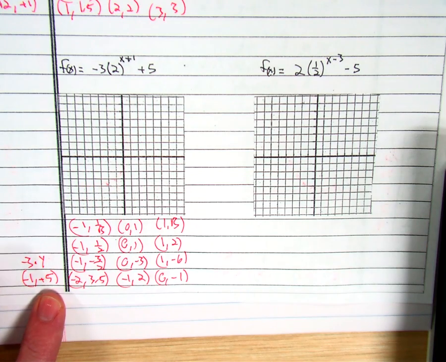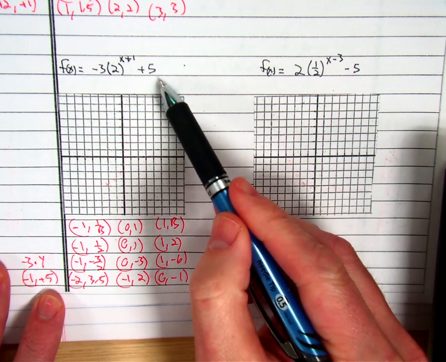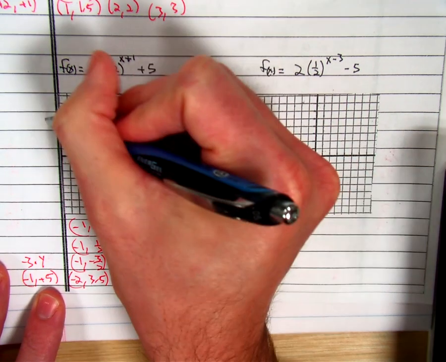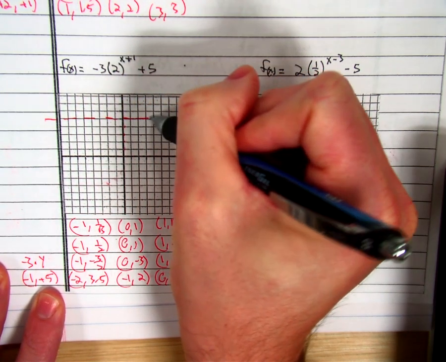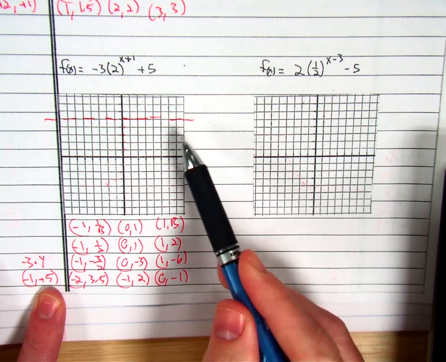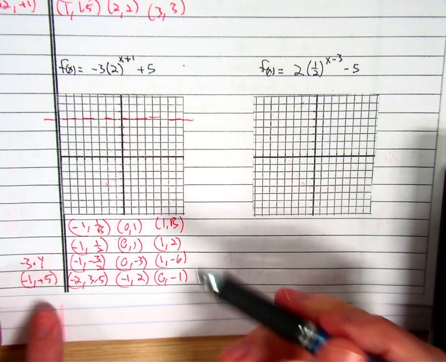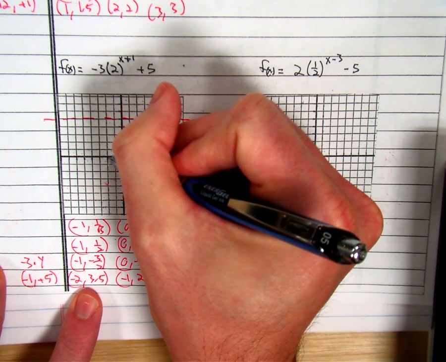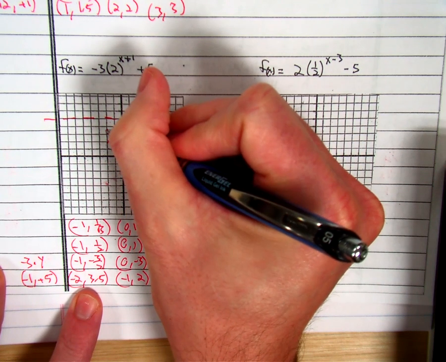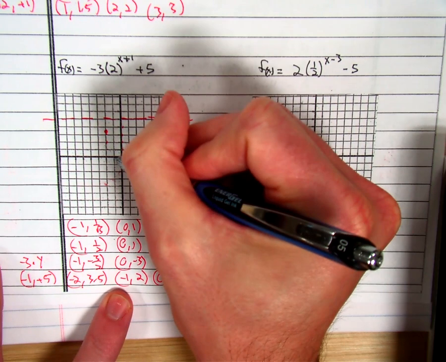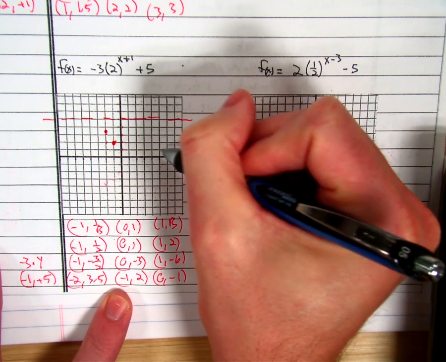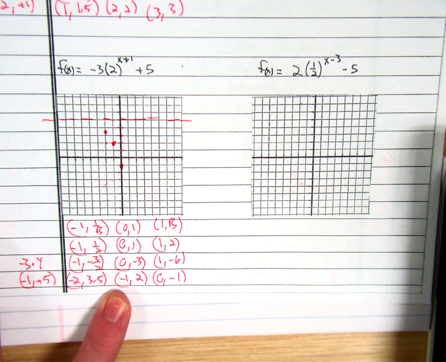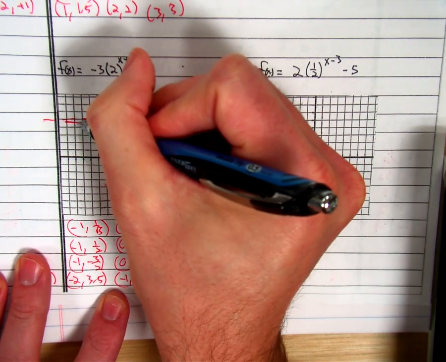Okay? Also remember that plus 5 is going to move our asymptote line up. 1, 2, 3, 4, 5. Okay, and we had a negative, so we're expecting it to be on the bottom side. So negative 2, comma 3.5, negative 1, comma 2, and 0, comma negative 1. Okay? So we should have something like this.